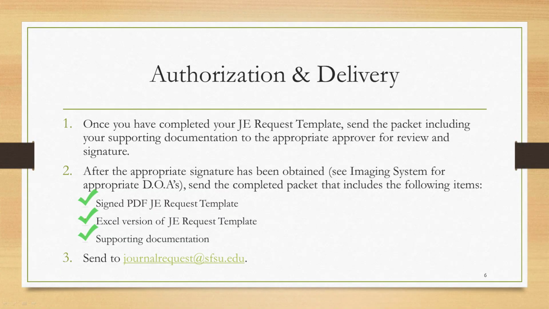Almost done. Next is authorization. After you have completed your JE request template and have gathered all supporting documentation, the next step is to obtain signatures from your appropriate approvers. After they have reviewed your documentation and have signed off, send an email that includes the following attachments: the signed PDF JE request template, the completed Excel version of that JE request template, and supporting documentation to journalrequest@sfsu.edu.